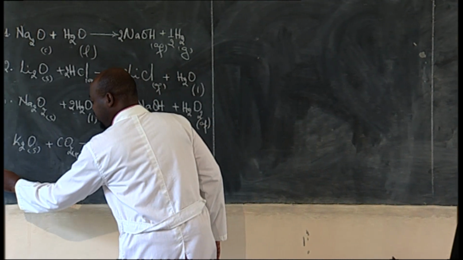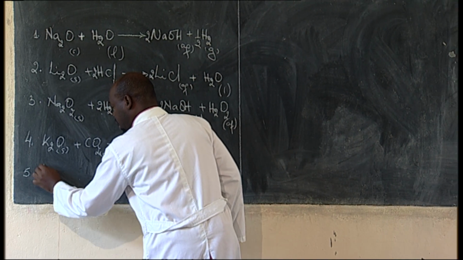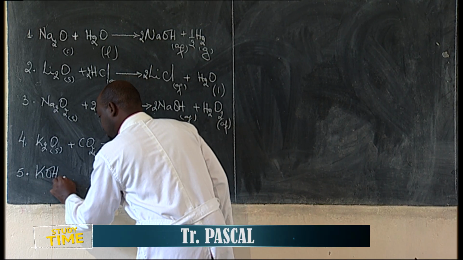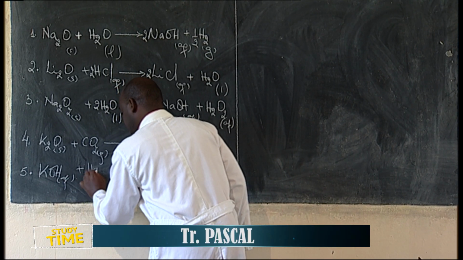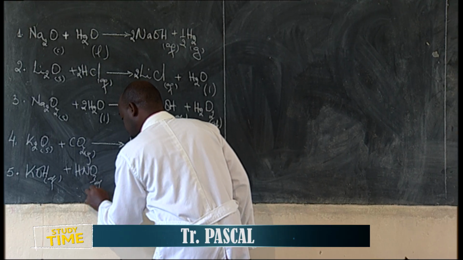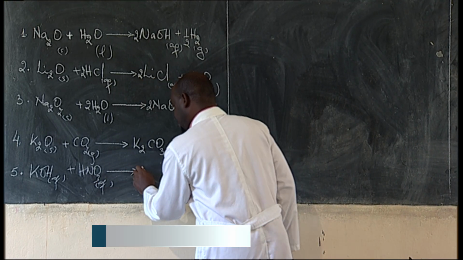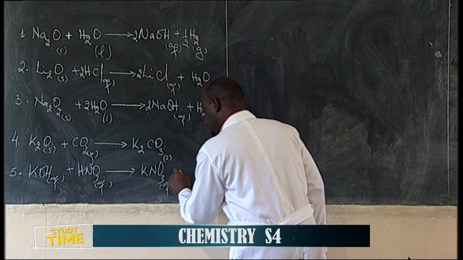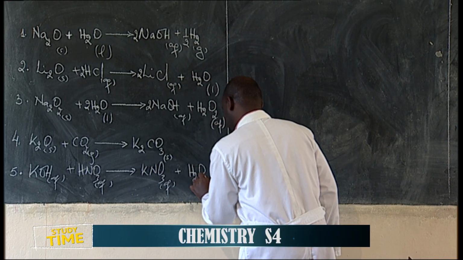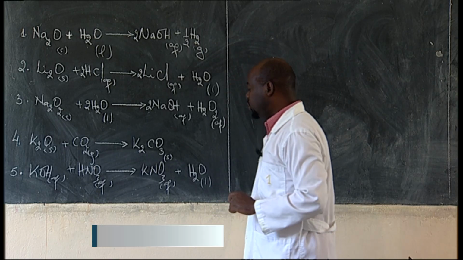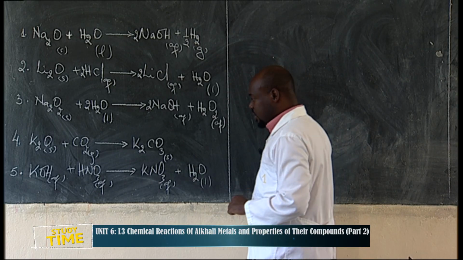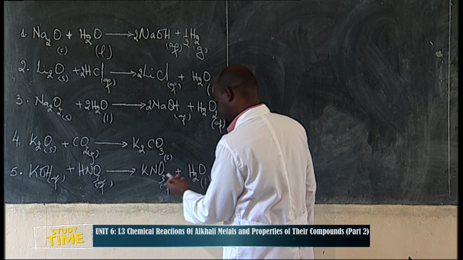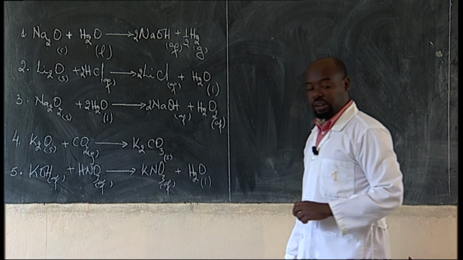So the answer here will be, we have potassium hydroxide reacting with nitric acid, and we produce potassium nitrate, that is the salt we produce, plus H2O. It is a neutralization reaction. We produce non-acidic substances, and we have it balanced.